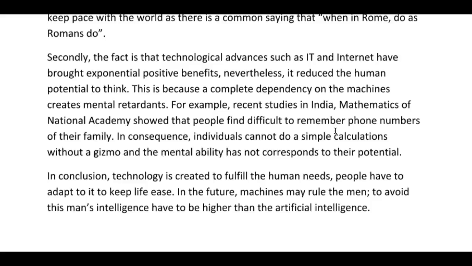Okay. In conclusion, technology is created to fulfill human needs. People have to adapt it to keep life easy. In the future, machines may rule the men. To avoid this, man's intelligence has to be higher than the artificial intelligence.